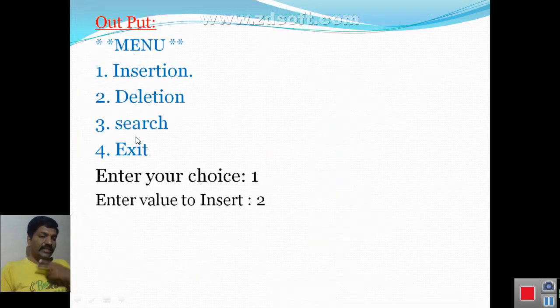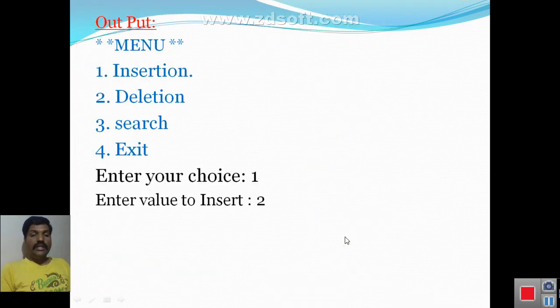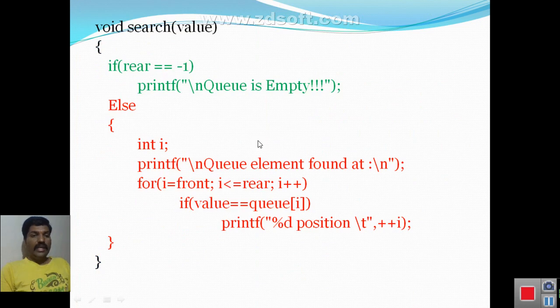Menu: 1 insertion, 2 deletion, 3 searching, 4 exit. Then this time, enter your choice. I am going to enter the number 3. Entering the number 3, it is scanned by the scanf. The same 3 is passed to the switch case. Case 3 is selected. Enter the value to search. I am going to enter some value to find whether the element is available in the queue or not. Then scanf reads the percent d integer value as input. Then search value, there is a function call. It goes to the function definition.